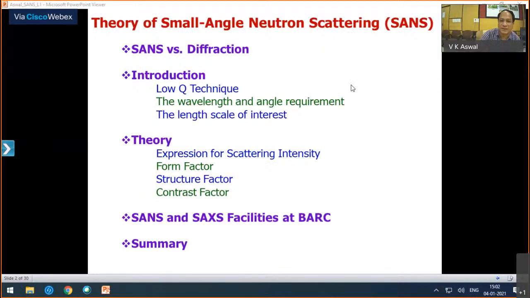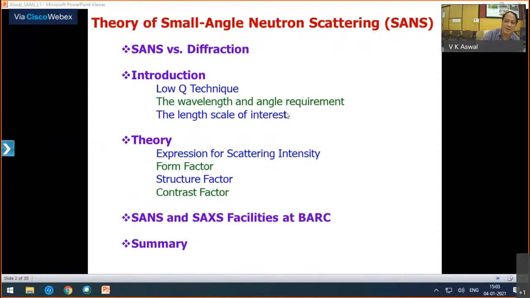So in today's lecture, what I will be covering is SANS versus diffraction. As we are already saying that it belongs to elastic scattering experiments like diffraction. So basically, what is the difference between these two techniques, and how SANS is different from diffraction. And then there will be an introduction to this technique. So you will learn that it is a low Q technique, and what are the requirements on wavelength and angle for small angle neutron scattering.